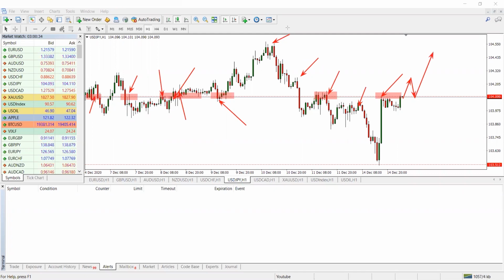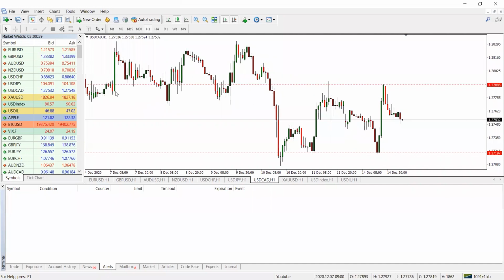We need to ensure that we wait for a clean break, because it could easily be a fake out, and if the market should fake out and rush back, it's going to trap a lot of buyers here that are just trying to place trades based on the breakout. So in order for us not to be caught on the breakout, it's always good to wait for a clean breakout, and pull back to that area.